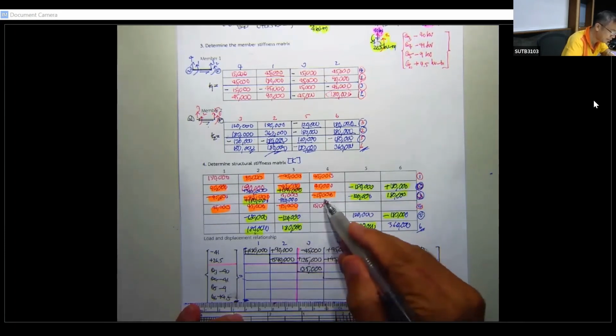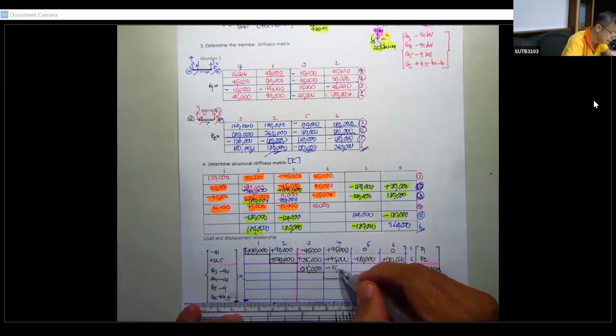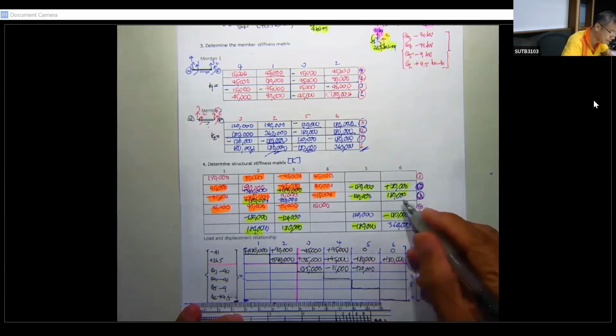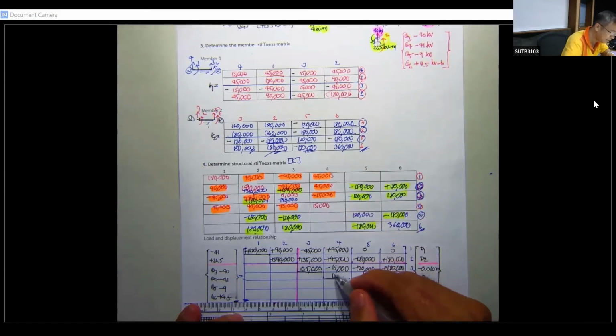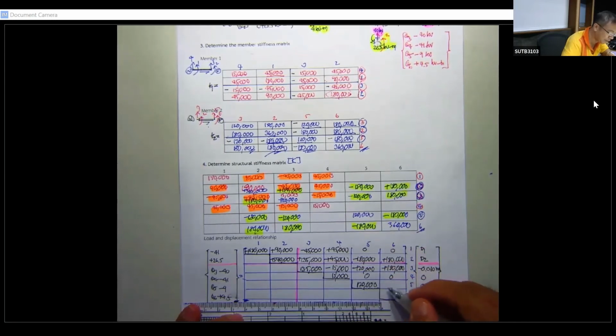135,000, and this one minus 15,000, and minus 120,000 plus 180,000. Okay, and then this one 15,000, 0, 0, 120,000 minus 180,000, 360,000. Okay, and then you make a copy of everything like this.